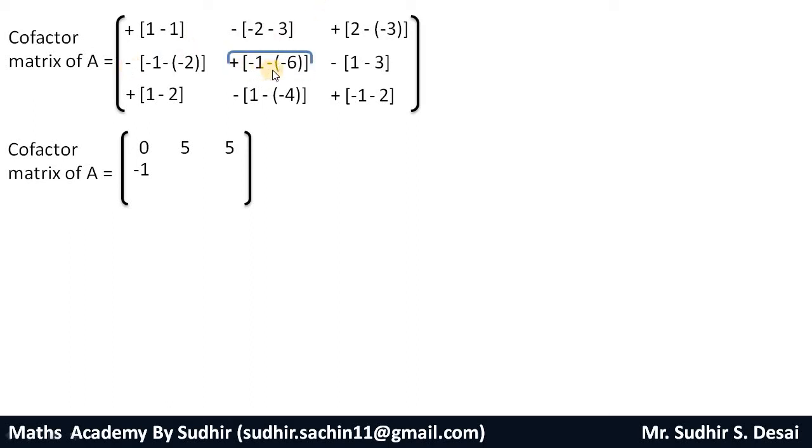Now minus 1 minus minus is again plus, so minus 1 plus 6 is 5. Next, 1 minus 3 is minus 2, and because of this minus sign it will become plus 2. 1 minus 2 is minus 1. 1 minus minus, plus 1 plus 4 is 5, and with this minus it becomes minus 5. And finally minus 1 minus 2 is minus 3. So friends, this is the cofactor matrix of A. This is the step number 2.